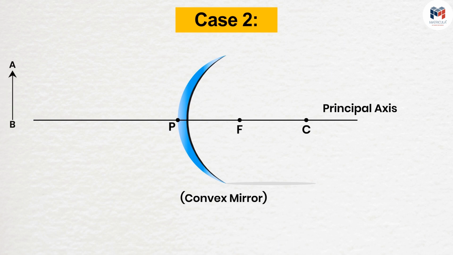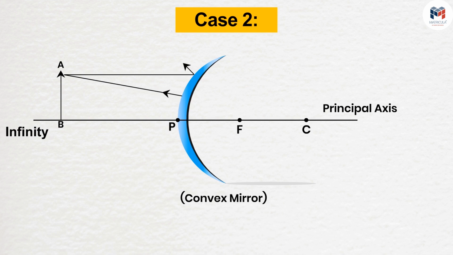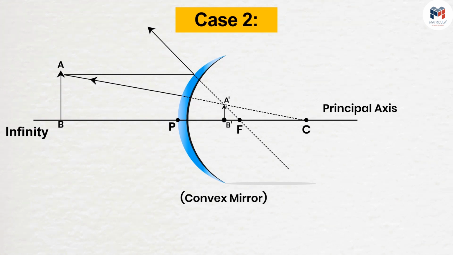Case 2. In the second case, the position of the object will be in between infinity and the pole. In this case as well, the rays of light will be diverged after reflection. But from the rule of 2 plus 4, the image appears to be formed behind the mirror between the pole and the focus. Here too, the image is smaller in size than the object, and virtual and erect in nature.